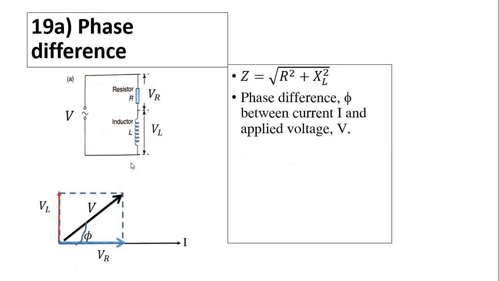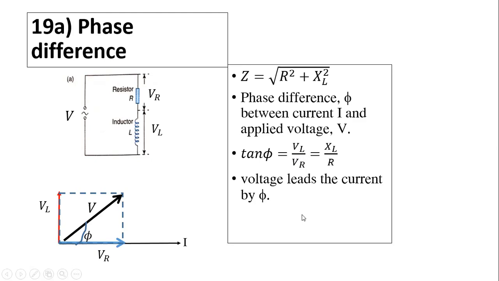Same, you want to find the phase difference between I and V. This is your I, this is your V. You can use tangent, you can use sine, you can use cosine, doesn't matter. Okay, so we use tangent. Then it's VL over VR. As before, it's just I times XL over I times R. I and I can cancel off, so you get XL over R. So the voltage leads the current by phi.